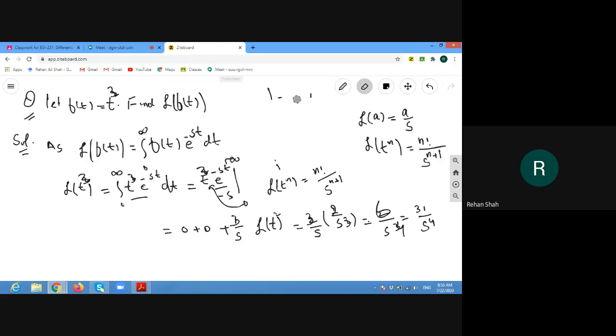So if you want to derive the Laplace transform of t, put n is equal to 1. So this will become 1 factorial, means 1, divided by s square. If you want to derive the formula for Laplace of t square, you will put n is equal to 2. So 2 factorial divided by s cube. So similarly you can derive the other formulas.